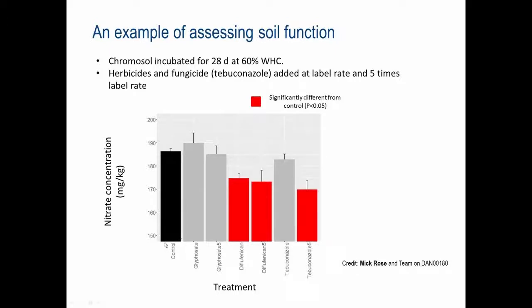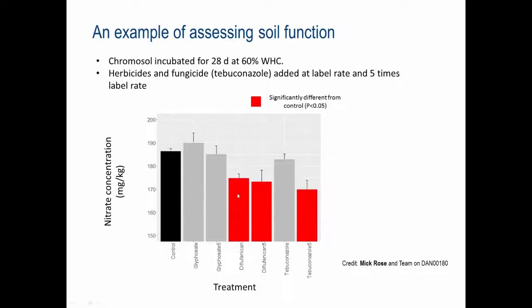And here we're just looking at nitrate concentration as, I guess, an ultimate indicator of the nitrification cycle. Here we can see the control has generated at this point in time about 175 milligrams of nitrate in that particular soil. Glyphosate really hasn't had any impact whatsoever on the nitrification cycle.